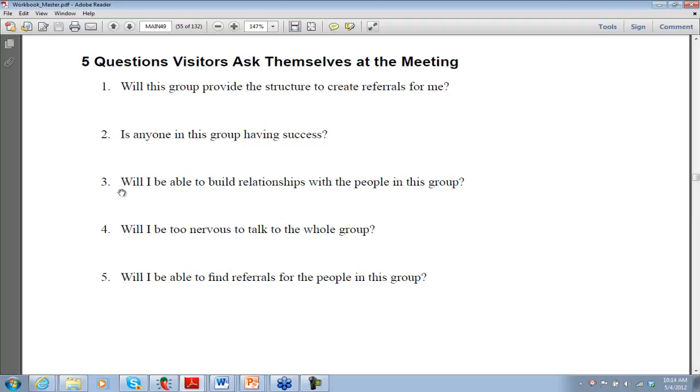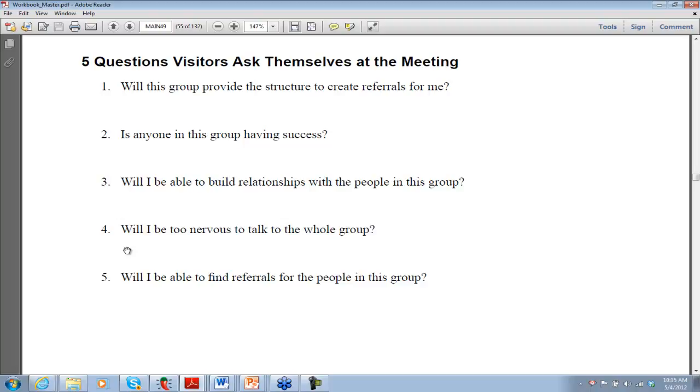Number 3, will I be able to build relationships with the people in the group? This is where the notion of being a visitor host, everybody's a visitor host, comes into play by making people feel welcome. And I'm going to talk about that in just a moment. Here's another thing that goes through somebody's head. Number 4, will I be too nervous to talk to the whole group? That's something that they're going to realize once everybody sits down and we start going through the Sales Manager Minute, Salesforce Update, Infomercial, whatever your region calls it.